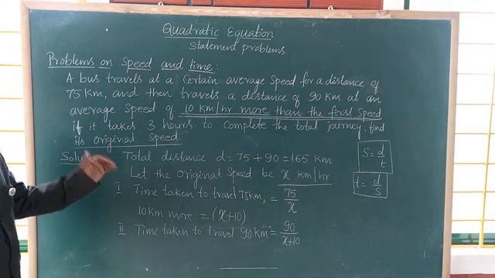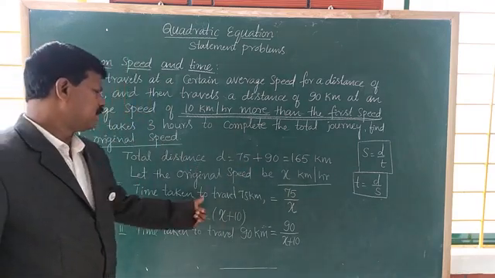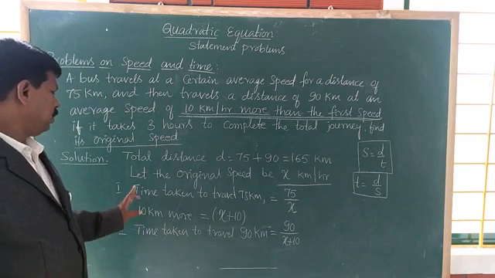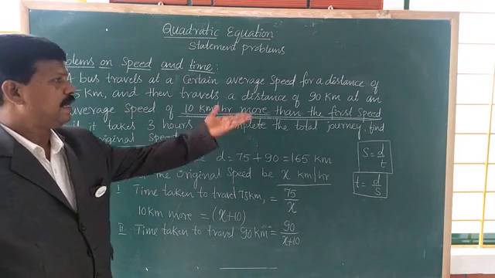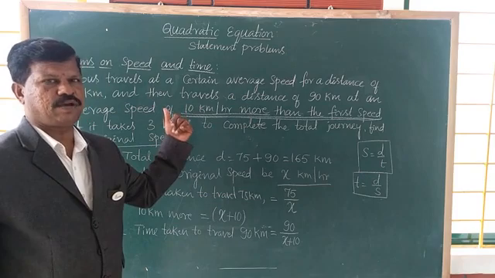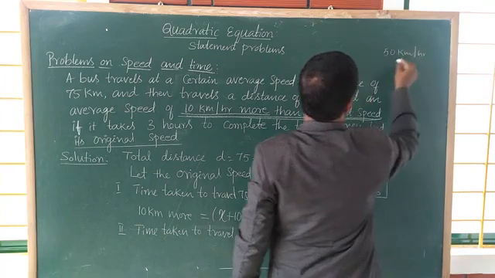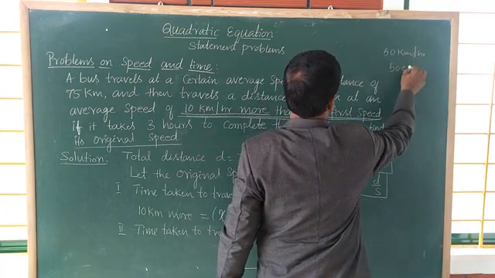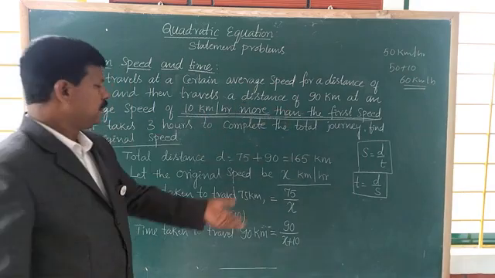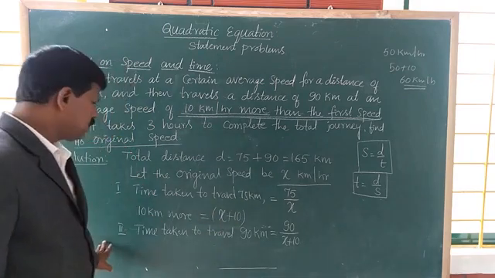Have you followed? First, let us take the original speed to be x kilometers per hour. Then the time taken to travel 75 kilometers is given by 75 by x. Then for the second journey of 90 kilometers, the speed is 10 kilometers per hour more than the first. For example, if the first speed is 50 kilometers per hour, then 10 more means 50 plus 10, 60 kilometers per hour. Here we don't know that 50, that's why we have taken it as x.